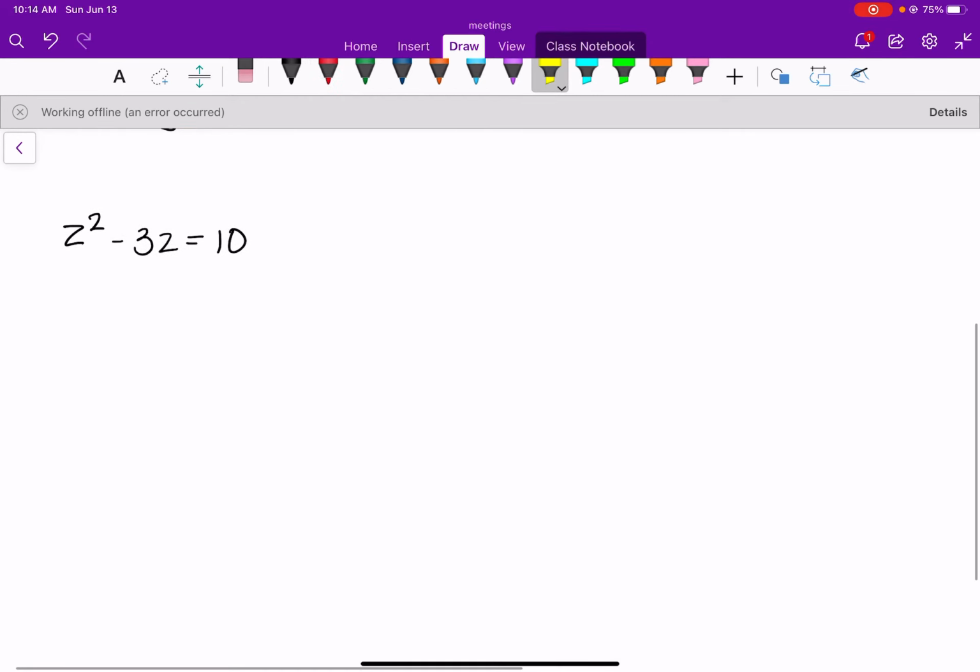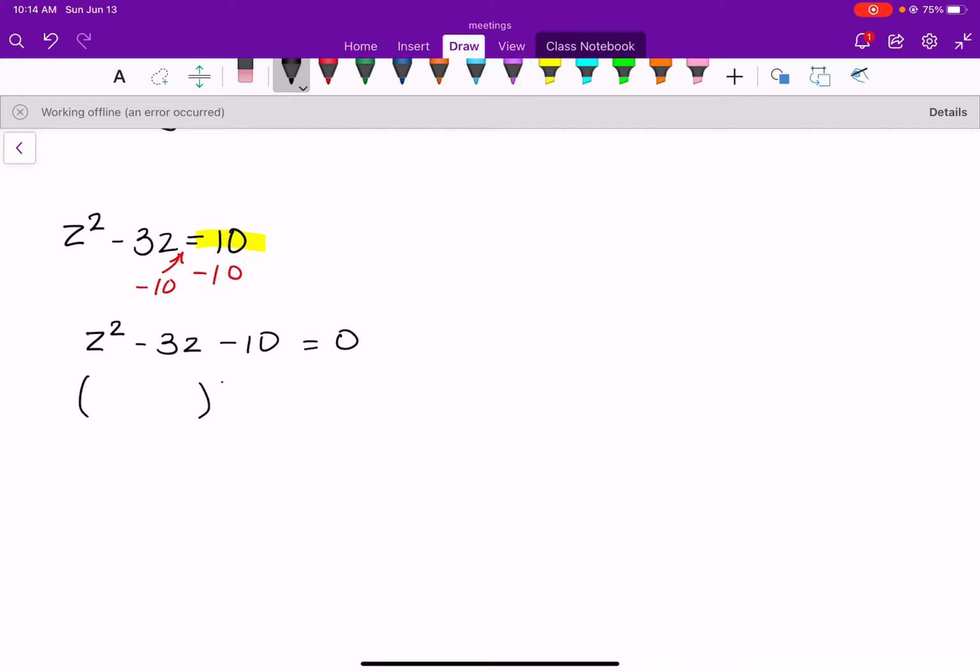Notice in this one, we are not equal to 0. So the first thing we need to do before we can talk about factoring is to subtract the 10 from both sides. We're going to stick that 10 right behind that z. So we have z squared minus 3z minus 10 equal to 0. So now that we're equal to 0, we're going to do our two parentheses. We're going to lead off with a z and a z. Again, we're using z because that's our letter, and we have 2 of them because we're just going to multiply together to give us our z squared.